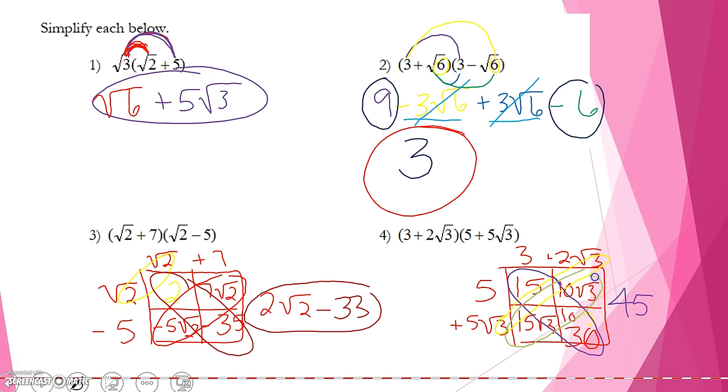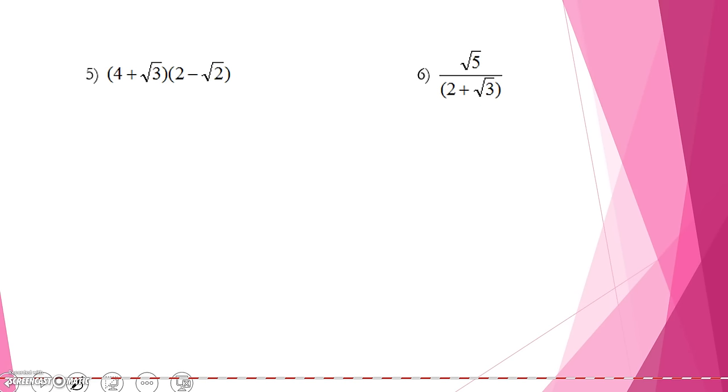And I'm going to add this diagonal as well. That gets me 25 radical 3. And that's my final answer. Another one.